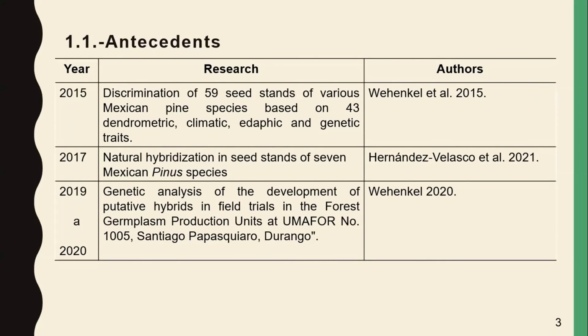This research is a follow-up to several studies from the year 2015 on the discrimination of seed stands of various Mexican pine species based on 43 dendrometric, climatic, edaphic, and genetic traits. In this study, the parent trees were evaluated and seed was collected from the study sites. In the other two studies, seed germination was evaluated and seed sowing was performed.